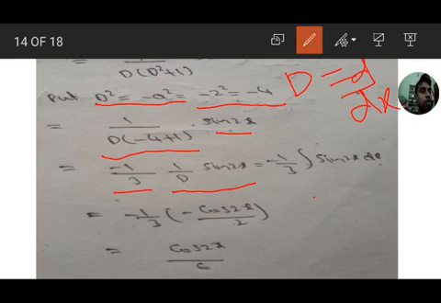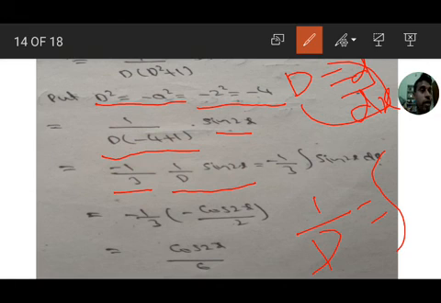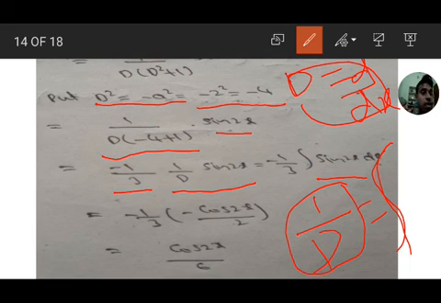We have only a 1 by d term. 1 by d means the reciprocal of d, and d is d by dx, the derivative. The reciprocal means the inverse of derivative, which is integration. So minus 1 by 3, integral of sin 2x dx. The 1 by 3 stays as it is, and the integral of sin 2x is minus cos 2x by 2, so minus minus plus, cos 2x by 6.